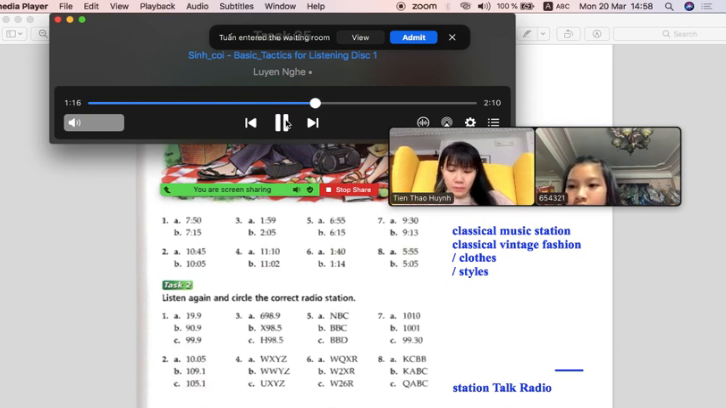6. You are tuned to WQXR, your classical music station. And the time is exactly 1:40. Time for the ninth.